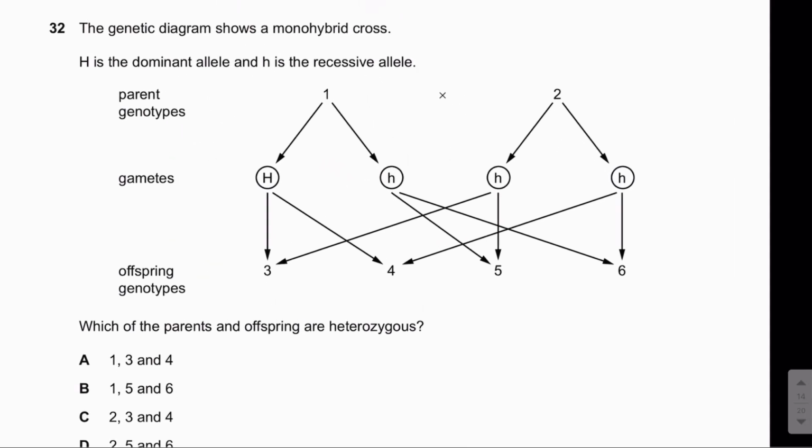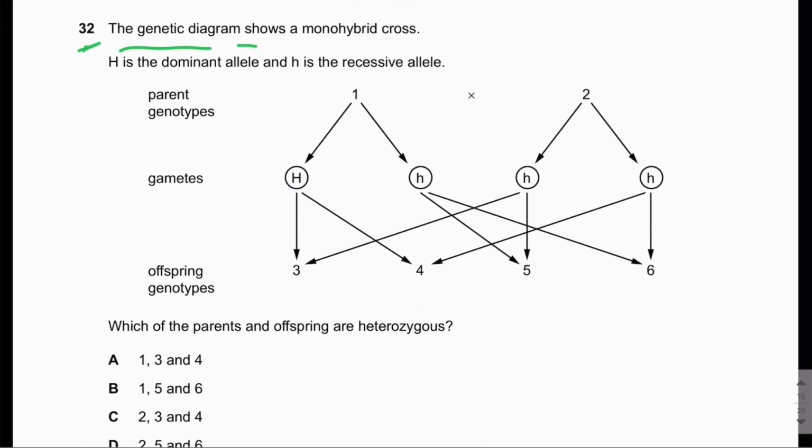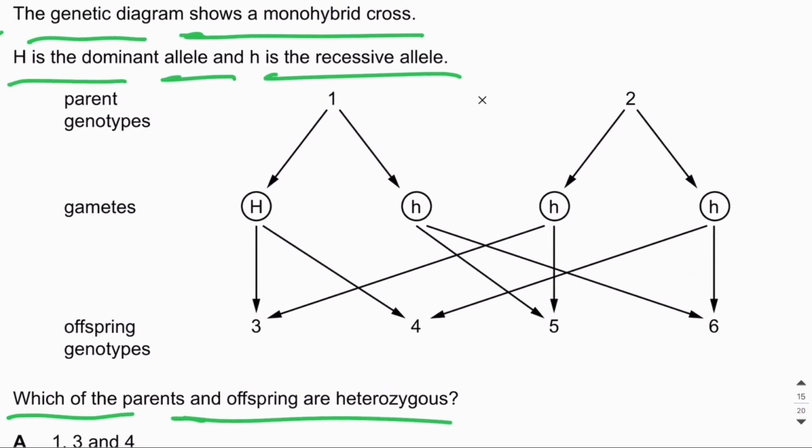Let's move on to MCQ number 32. The genetic diagram shows a monohybrid cross. Guys, monohybrid cross is a cross which deals with a single gene or a single characteristic. Capital H is the dominant allele and small h is the recessive allele. Which of the parents and offspring are heterozygous? So, guys, we need to state which parents and offspring are heterozygous. We can see the gametes of parent 1. As shown by the gametes, parent 1 is capital H, small h, that is, parent 1 is heterozygous. Parent 2 is homozygous, small h, right?